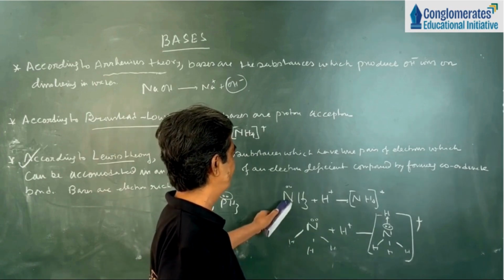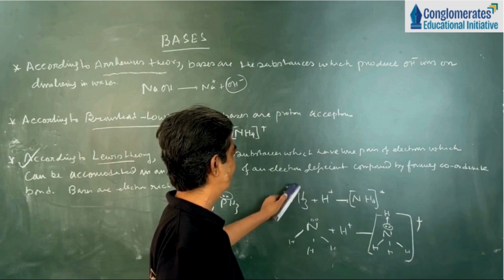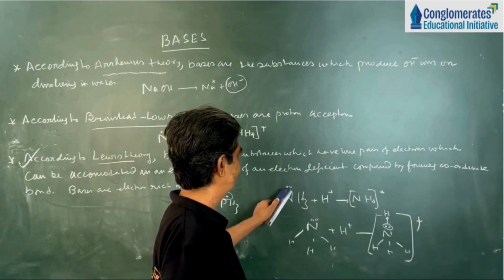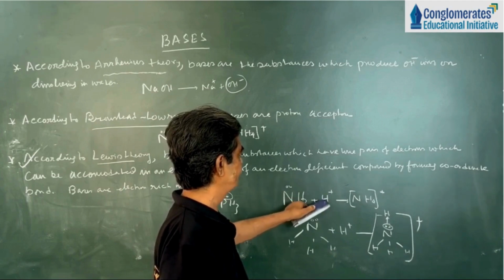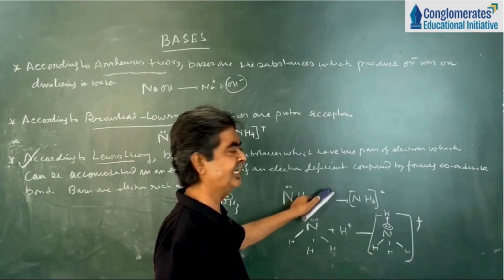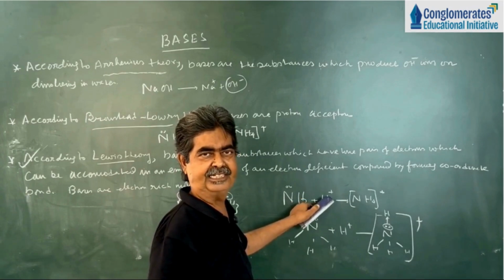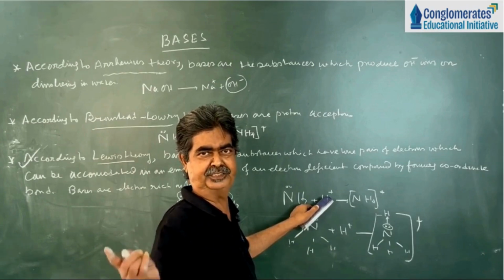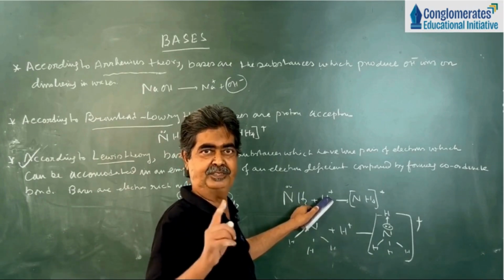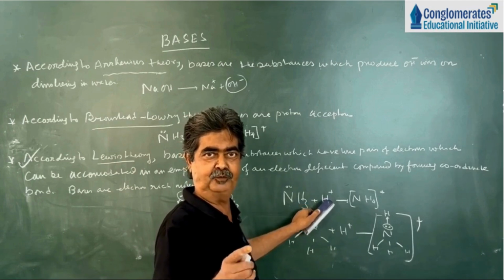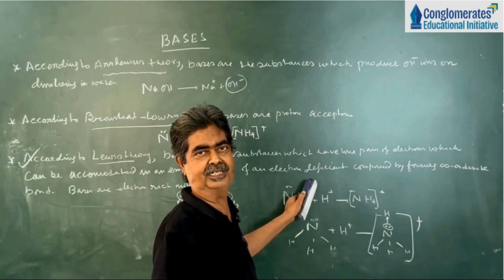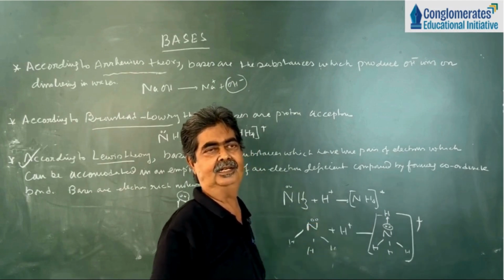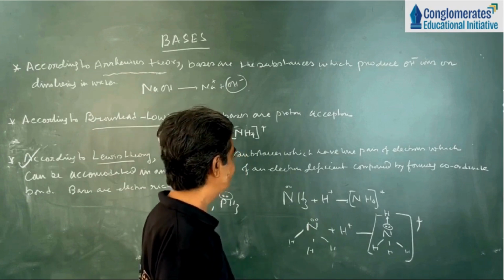Then we can conclude that ammonia acts as a Lewis base because it has an excess pair of electrons which can be accommodated in the empty orbital, because H+ ion has no electron in the orbital. You know that H has one electron in the outermost shell. When one electron is removed, it has no electron, so it has an empty orbital. This empty orbital is fulfilled by the lone pair of electrons of ammonia with the help of a coordinate bond. That's why ammonia is a Lewis base.